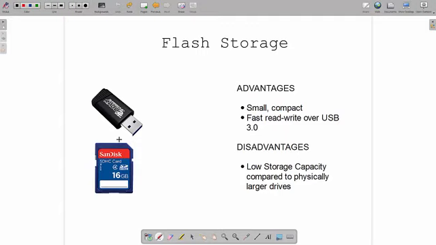The disadvantage is that they have a lower storage capacity when compared to physically larger drives. They work on the same sort of principle as SSDs, using these floating gates to store data permanently, even when the power's switched off. Because as you know, with RAM, when you turn the power off, everything disappears. With these, it doesn't.